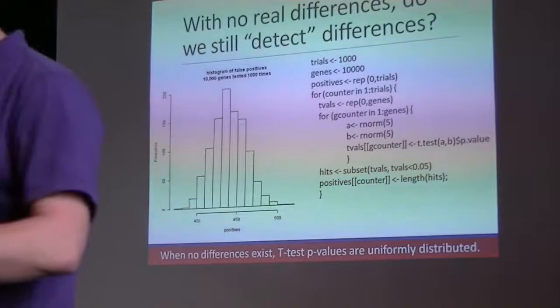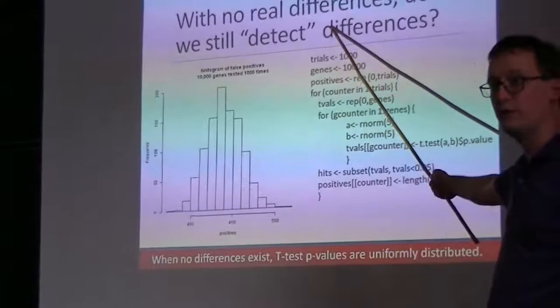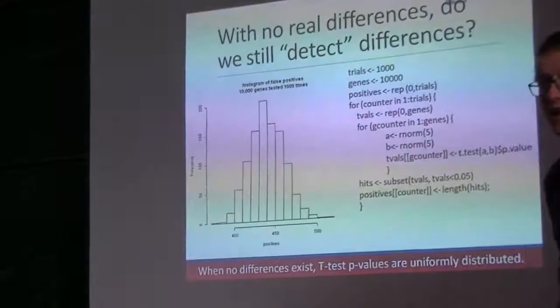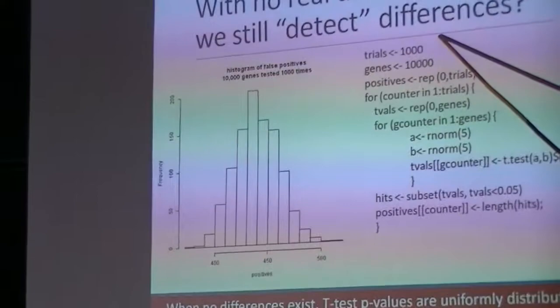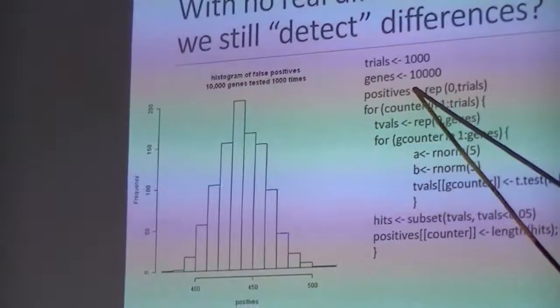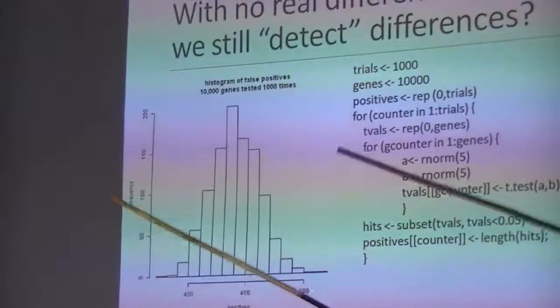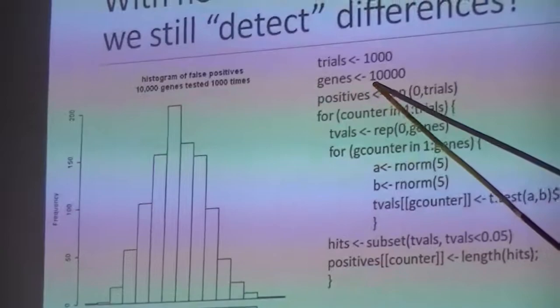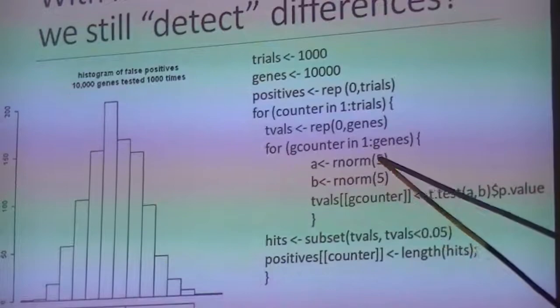So if there are no differences that are real, can we still detect differences? Again, I'm going to have you read some of my R code. This time we're going to do 1,000 trials, and we're going to model 1,000 different microarray trials for a microarray that has 10,000 genes on it. All right, this is a small microarray, just 10,000 genes. And we're going to test 1,000 times over those 10,000 genes. In each case, we are going to compute a 5 versus 5 comparison.